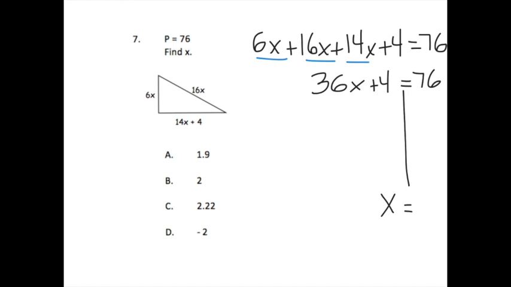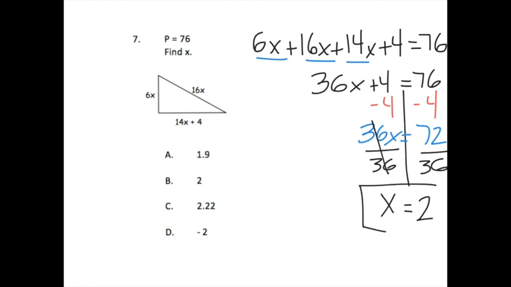And the first thing that we have to do is cancel the 4 with minus 4. And that is going to give me 36x equals 72. The next thing that I have to do, divide by 36, divide by 36. The 36 cancel, and 72 divided by 36 is 2. So I know that x is 2, therefore my answer is B.